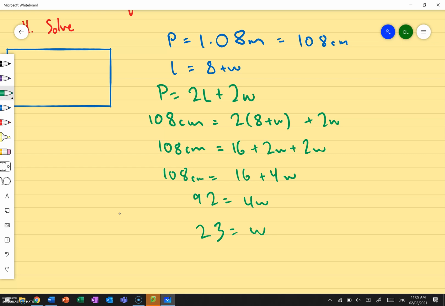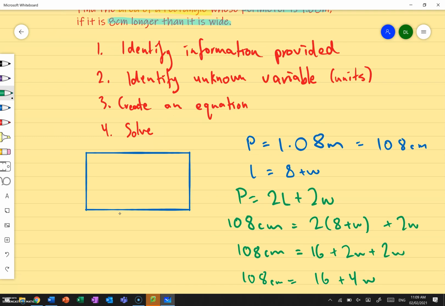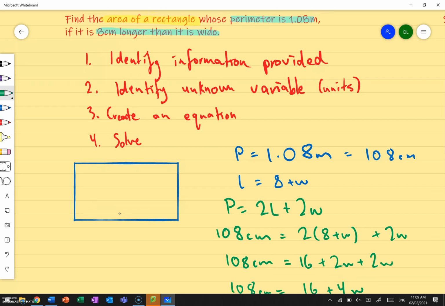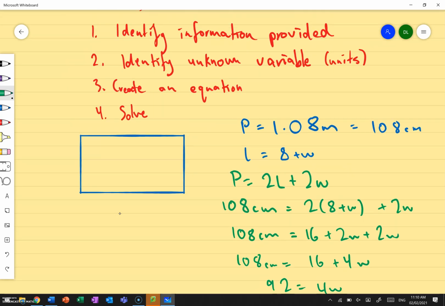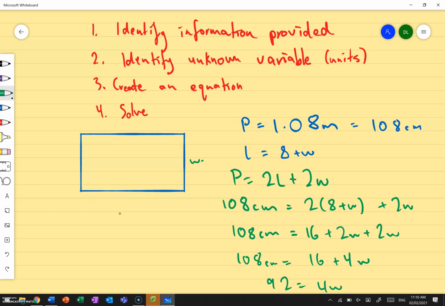Because we need to find the area. Perfect. We need to find the area. Remember, we identified the units of the variable. We're looking for the area, not the length of W or L. So we know W is 23 centimeters. If W is 23 centimeters, what is my length? 31 centimeters. Easy, I'm just adding on 8. So L equals 31 centimeters.